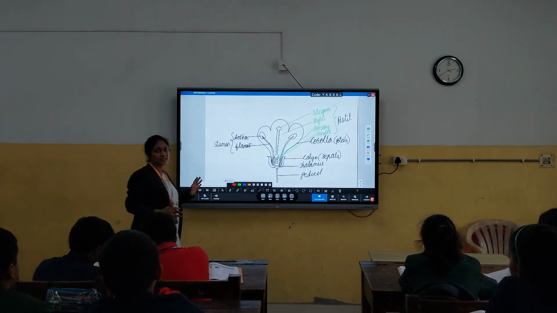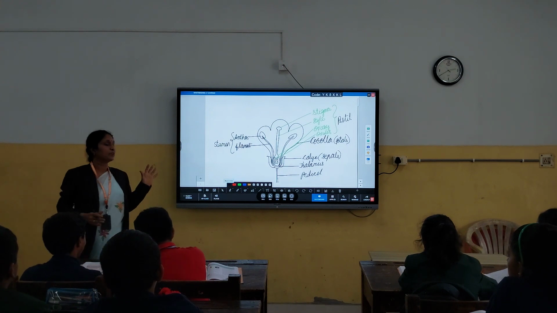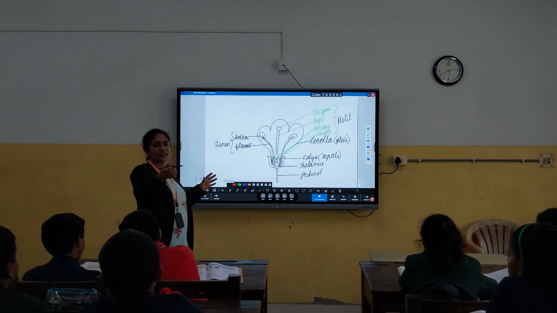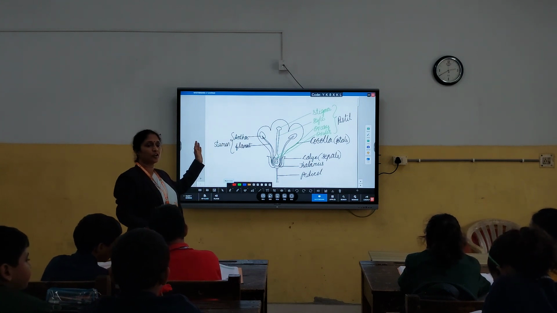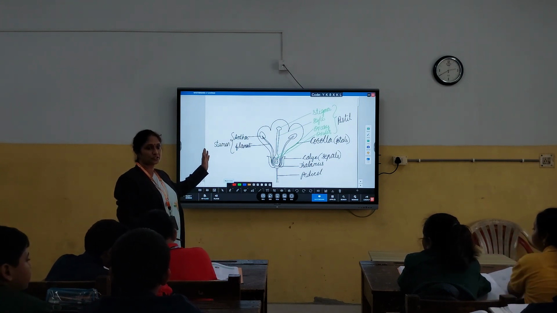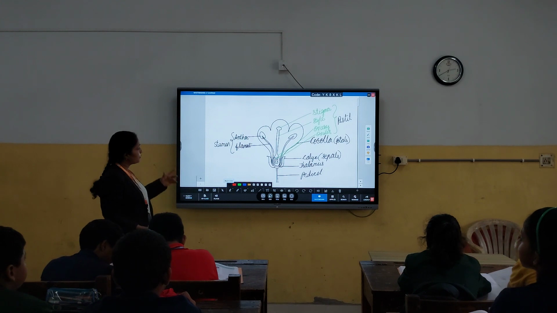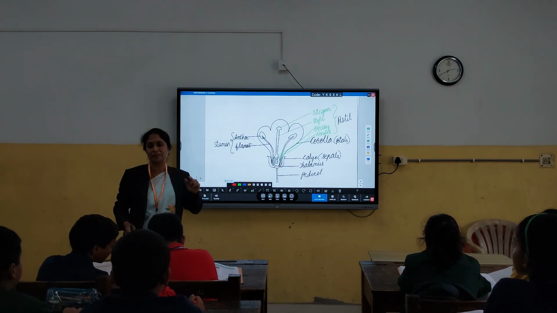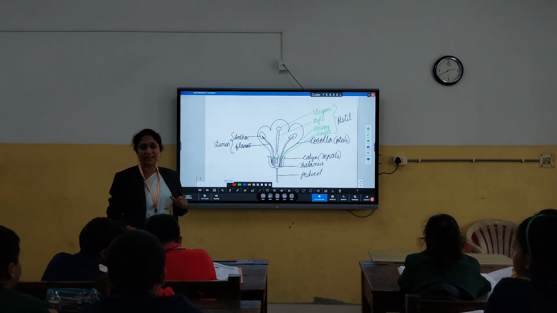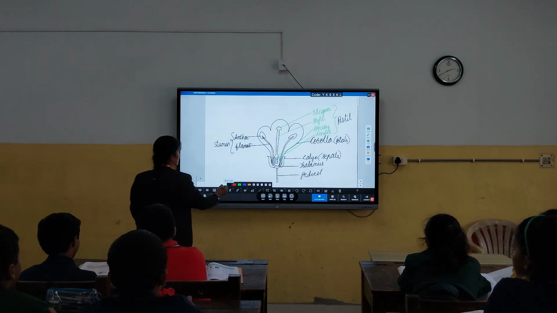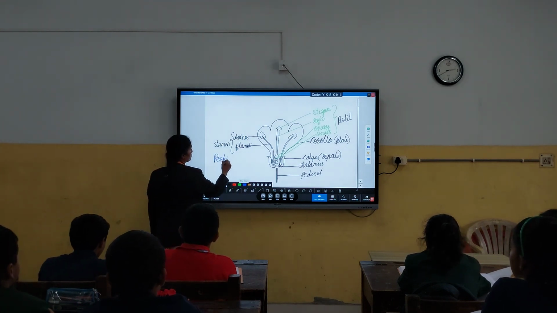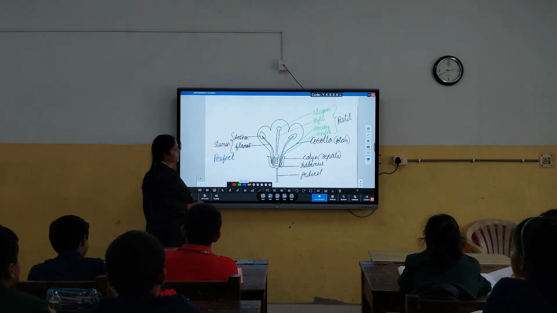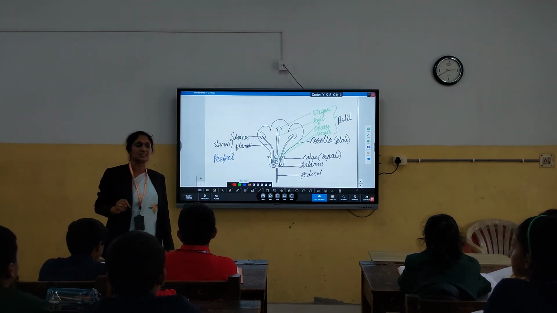This is the complete structure of the flower with different parts. I hope you are identifying them with the real flower that you have. You could find out all the parts of the flower which are shown to you. Now in this flower, both male and female reproductive organs are there. Such flowers are called perfect flowers. A flower with both male and female reproductive organs is called a perfect flower.